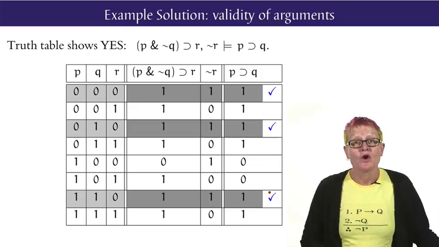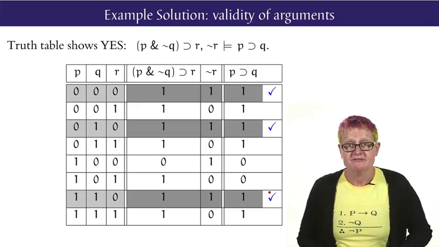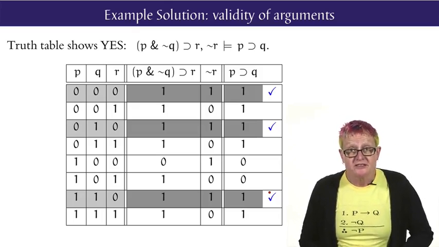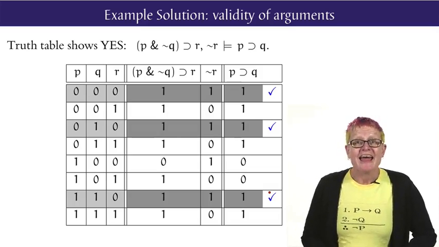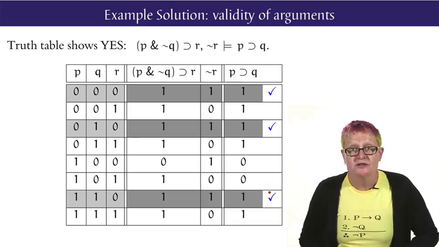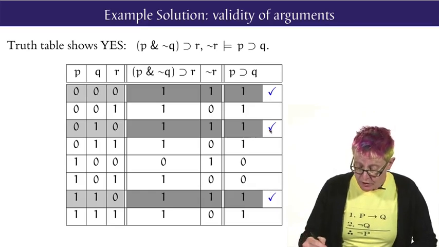Here's the solution with these three crucial rows of the truth table highlighted for emphasis. We first identify the rows in which the premises are all true, and then just in those rows we must check that the conclusion is also true.